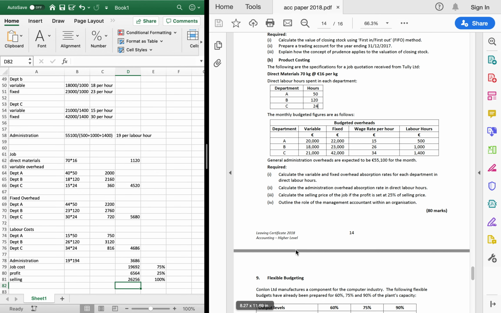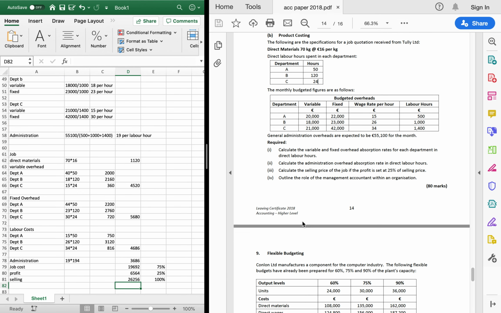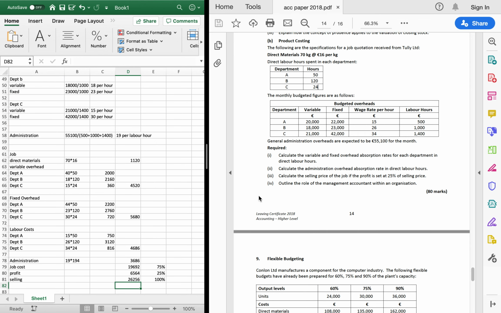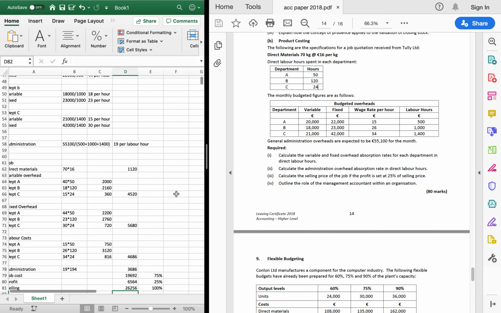So the management accountant prepares budgets for the business. They help set prices for jobs. They do all the stuff we're looking at here. They provide data for decision making for managers. You probably need a couple of them. They set cost centers and control costs for the business, all that sort of stuff. It's the day to day running of the business rather than the end of year running of the business.